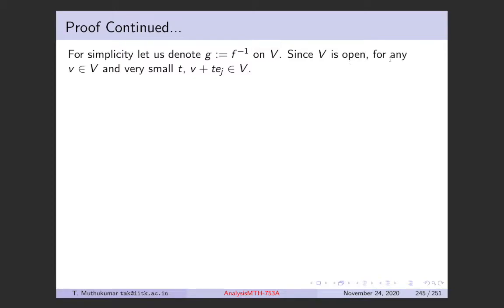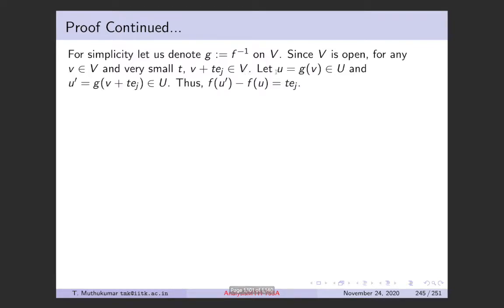So for any v in this capital V, for very small t, v plus t e_j will belong to V, because V is an open set. e_j is the jth canonical basis vector of R^n, right? This is a subset of R^n. So you can choose a very small t such that if you do this translate, it is still in V, right?